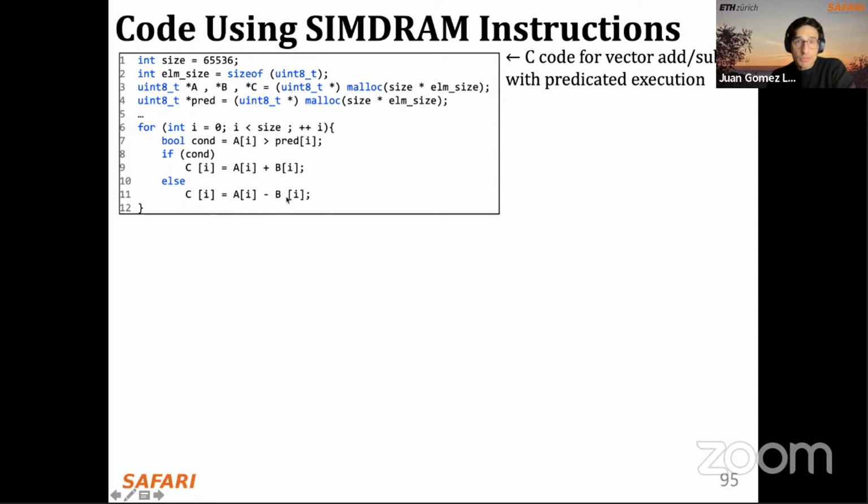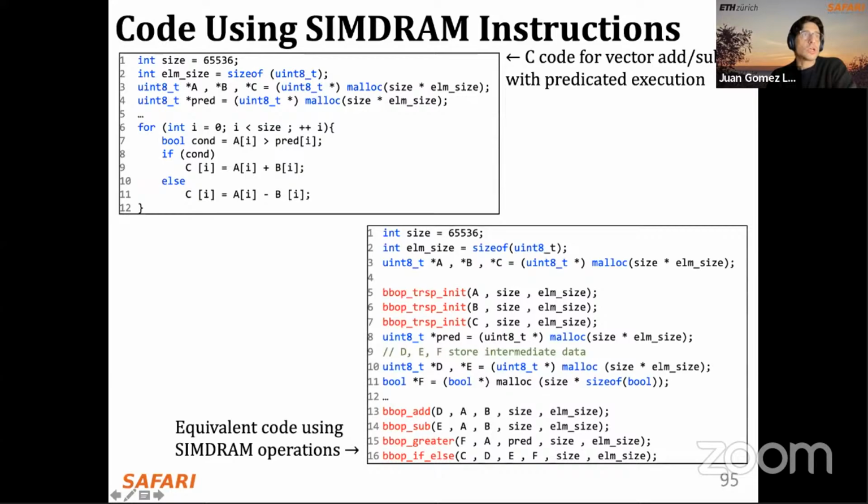So this program compiles, or translates, to this other program that uses SIMDRAM operations, and we are going to present them one by one. So the very first thing to do is, because we are going to operate on A, B, and C inside memory, we need to mark them as SIMDRAM objects, right? For the object tracker to identify them. So that's what we do with this bbop transposition init.